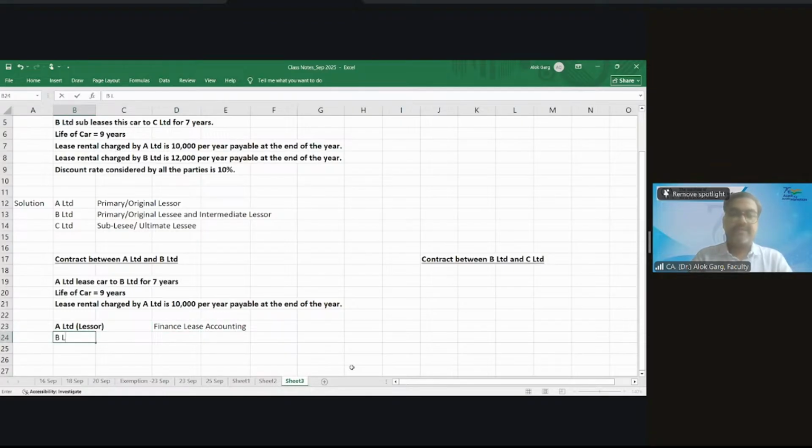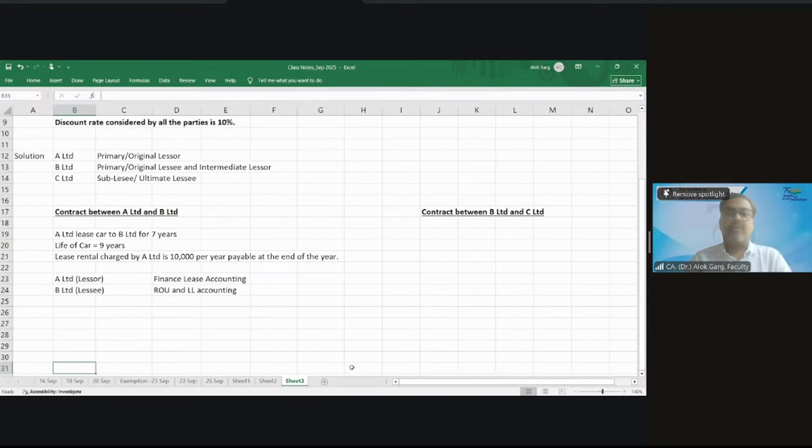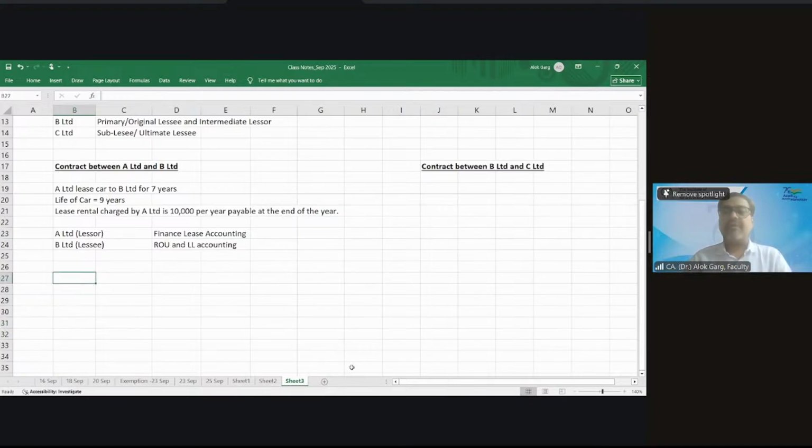From B Limited, lessee, it is a ROU and lease liability accounting, simple ROU and lease liability accounting. This is what we will do, right? Yes, sir. Friends, first of all, let's do the lessee accounting, then we'll do the lessor accounting. Lessee accounting means in the books of B Limited.